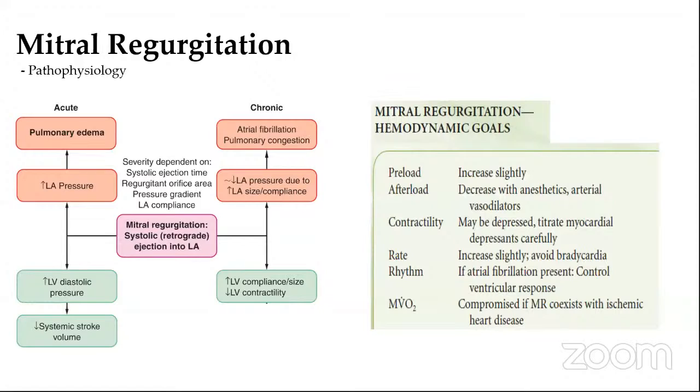What are the mitral regurg hemodynamic goals? Preload, you need to increase, same as in aortic regurg, same thing. You need to decrease the afterload, with anesthetics or an arterial vasodilator. Contractility may be depressed because of the LV as we mentioned here. So you need to titrate the myocardial depressants, and sometimes if the LV is bad, you need to support it. Rate, as we mentioned, you need to increase the heart rate a bit and avoid bradycardia, so you avoid the regurgitant volume becoming more. Rhythm, as we mentioned, sinus is better, but these patients are going to be in atrial fibrillation, so you need rate control for them. And myocardial oxygen supply and consumption is usually compromised if the MR coexists with ischemic heart disease, so you need to monitor for ischemia as well.